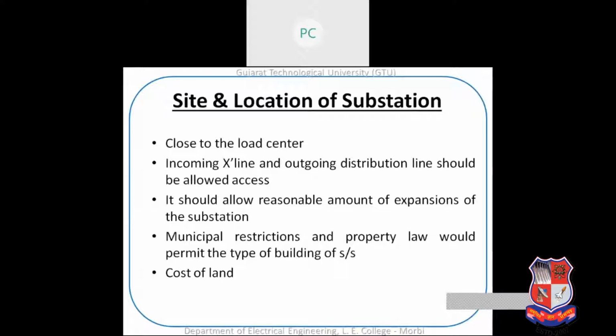Next, it should allow a reasonable amount of expansion of the substation. Now this is very crucial. Why is it so? Suppose we have a specific amount of land where we want to place a substation. Now we know that load requirement increases rapidly in any country. Load will never remain constant. So load requirement is always on the higher side.